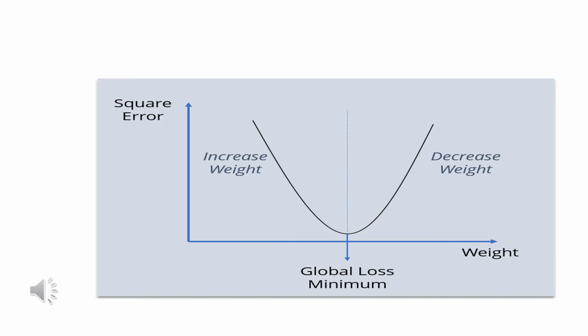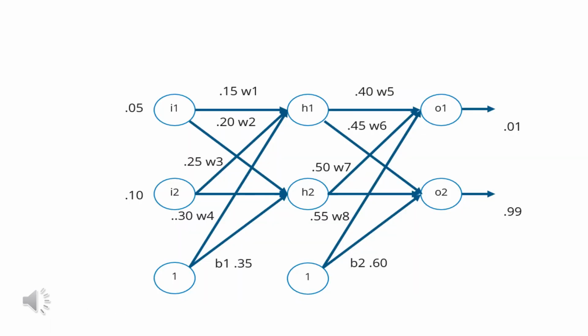So let us understand the mathematics behind backpropagation. How backpropagation works: consider the below neural network as you can see on the slide. I1, I2 are the two input layer neurons, H1, H2 are the two hidden layer neurons, and O1, O2 are the two output layer neurons. Each and every connection has its own weight.